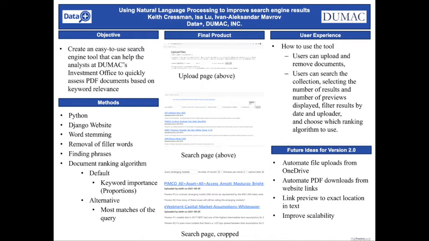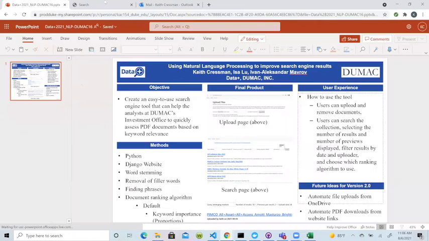So for a future version of this tool, we would want to be able to automate file uploads directly from Dumac's OneDrive system, also automate PDF downloads from external website links, link every preview to the exact location in the text, and improve the scalability of the overall tool. And now Keith will do a live demo of how it works right now.